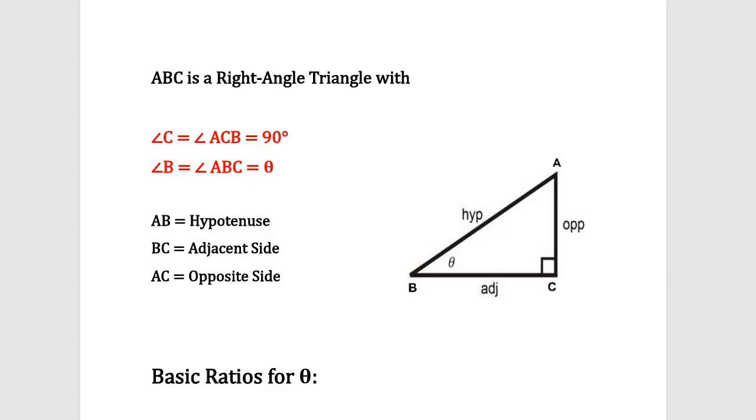ABC is a right angle triangle with angle C equals angle ACB equals 90 degree. Angle B equals angle ABC equals theta. In this case, AB is the hypotenuse. The side opposite to the right angle is called hypotenuse. BC is the adjacent side and AC is the opposite side.